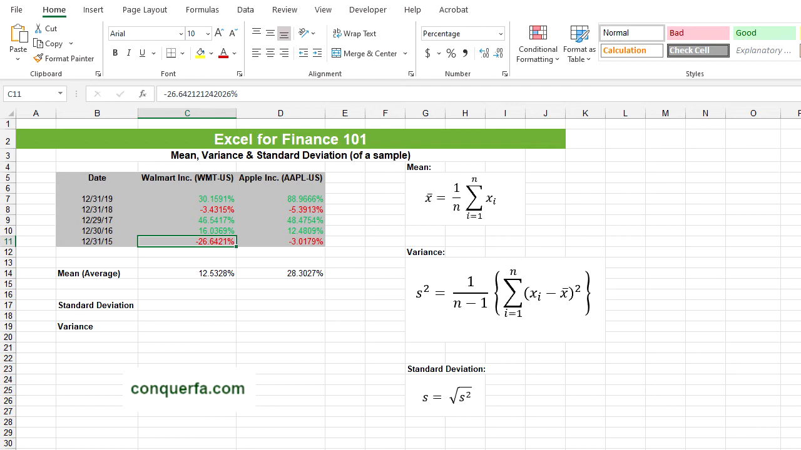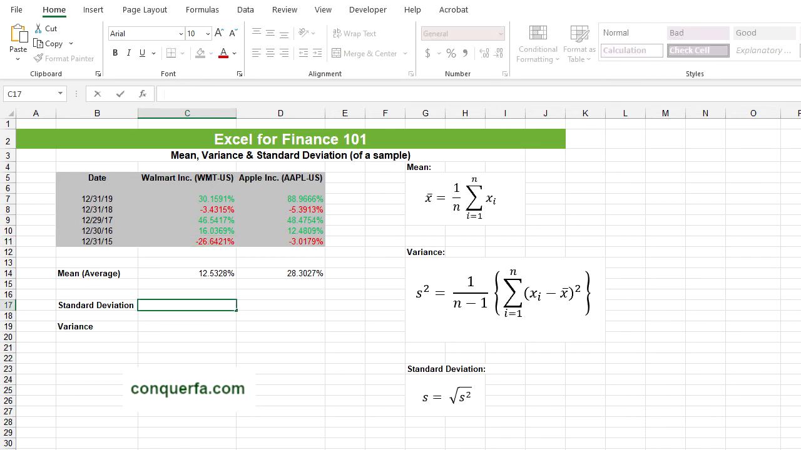The reason why we divide by n minus 1 is because we've taken a sample of annual returns from these stocks. Obviously Walmart stocks and Apple stocks have been around for a number of years. We're only looking at 5 years, so we've extracted a sample from that population data set. If we were looking at the entire population, then we would only divide by n, so we divide by the total number of scores. But because this is a sample, we divide by n minus 1.